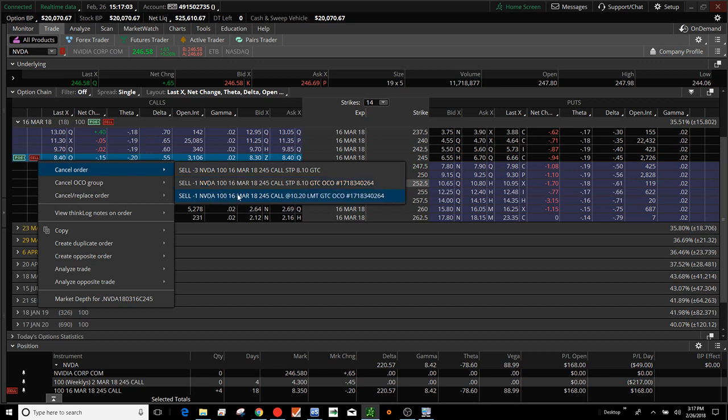But tomorrow, if the price goes up, NVDA goes up to 250 or around there, I want this order to sell one of my contracts at $10.20 for a nice profit. Okay, and then I'll reset the rest. Probably raise my stop loss, so I make sure I end this trade profitable. All right, that's it.